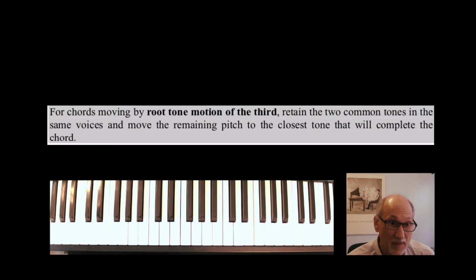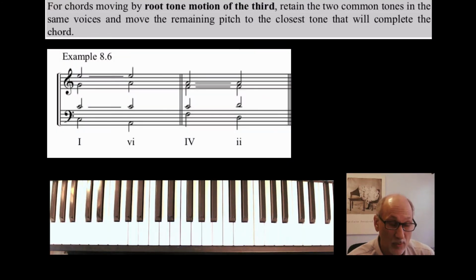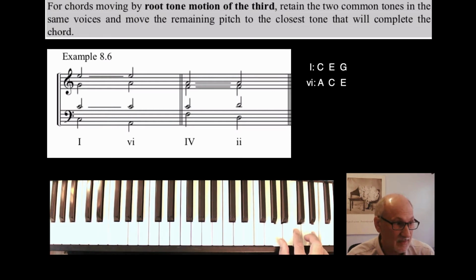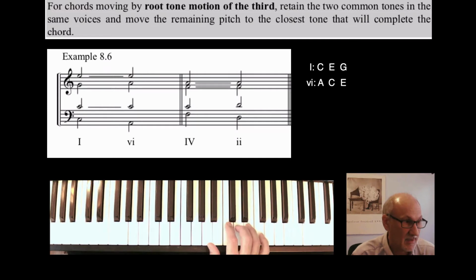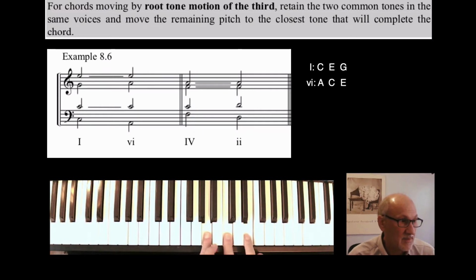So here's an example. First we have a 1 chord going to a 6 chord. So I'm going to just do this quickly on the keyboard here. Here's a 1 chord, C, E, G. Here's a 6 chord, A, C, E. For simplicity, I'm going to take that one and bring it an octave lower. And you can see that there are two pitches that are the same, which we already discussed, between the 1 chord and the 6 chord, the C and the E.